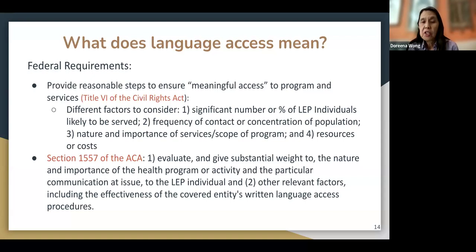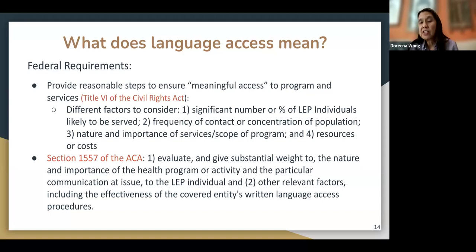It's not limiting participation in a program, and it's not requiring an LEP person to bring their own interpreter or pay for one. So what it does mean is that the entity, the organization or healthcare provider, has to provide what we call reasonable steps to ensure meaningful access to its programs and services. It's not definitive what those reasonable steps are, but there are different factors to consider. It's kind of like a balancing test.